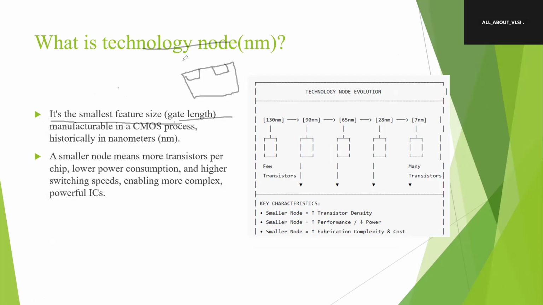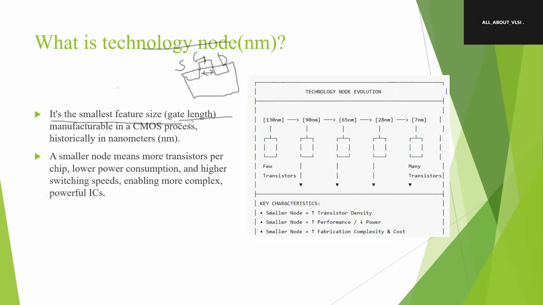Consider this one as a MOS. Here, source and drain. So here we are having gate, right? Gate terminal. So as technology decreases, this gate length also decreases. Do you agree with this part? Right?